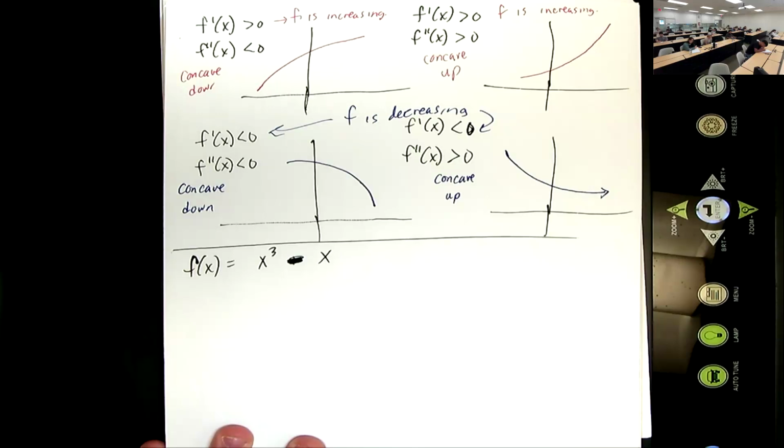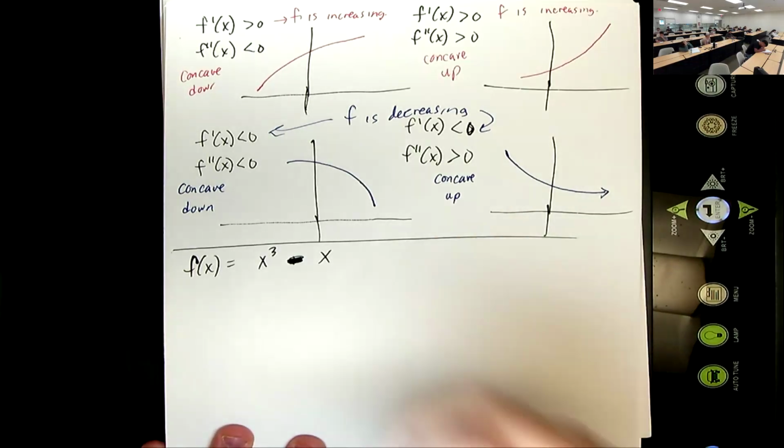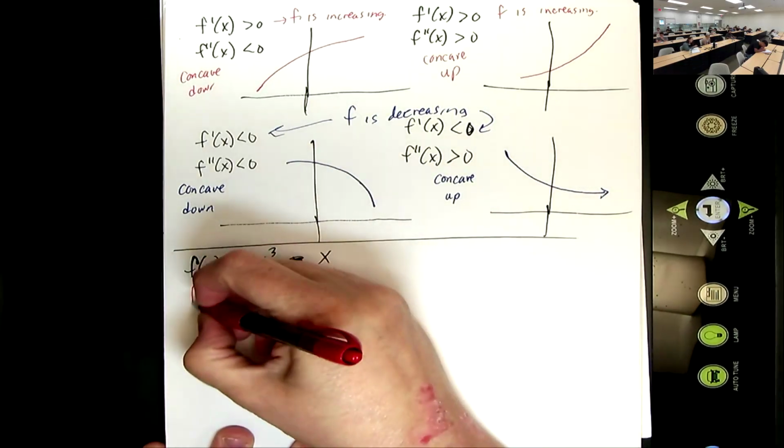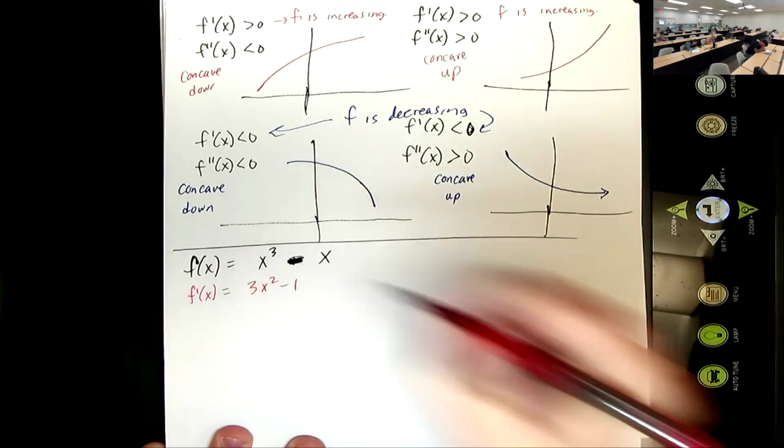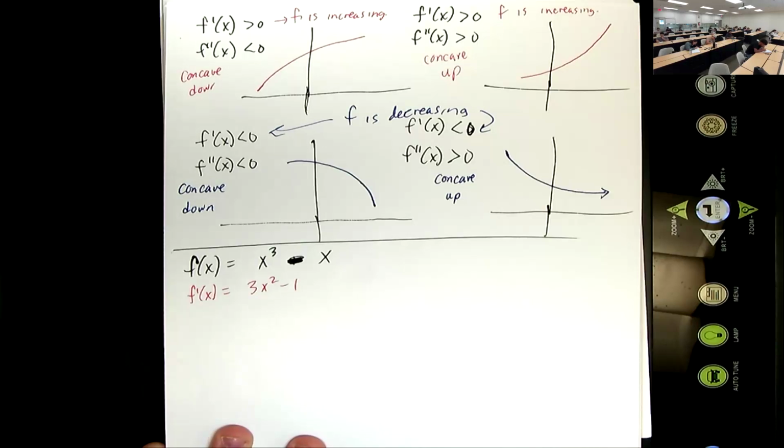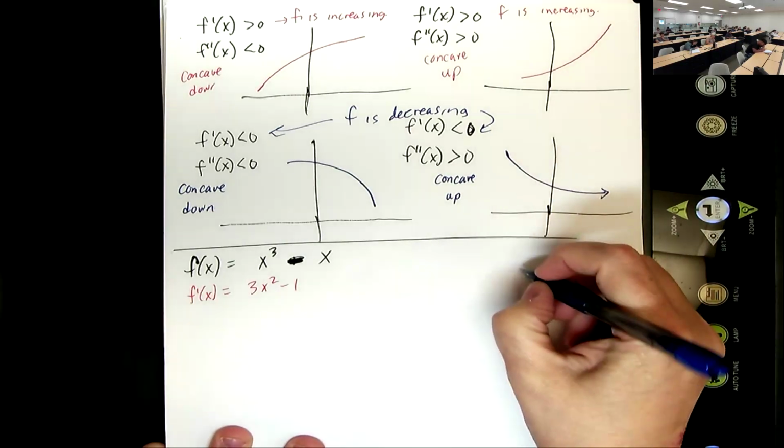So if I take the first derivative here, what do I get? 3x squared minus 1. And if I take the second derivative here, what do I get?